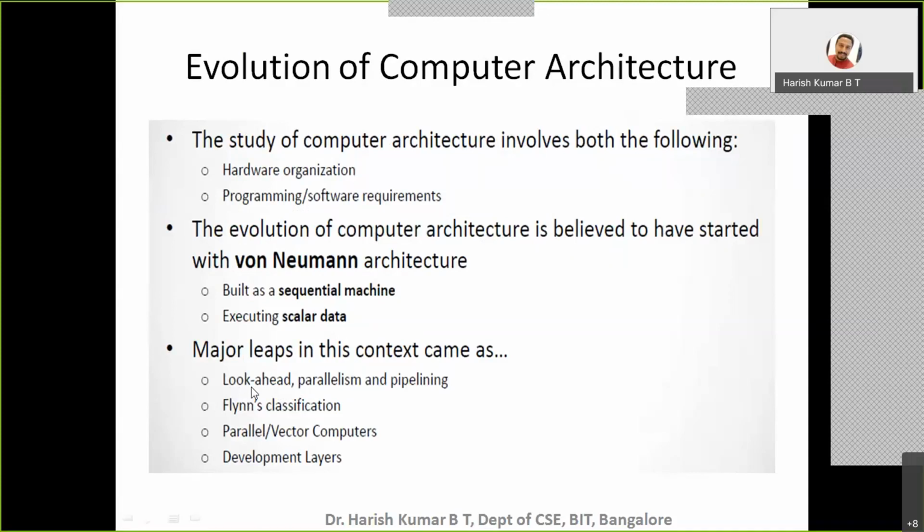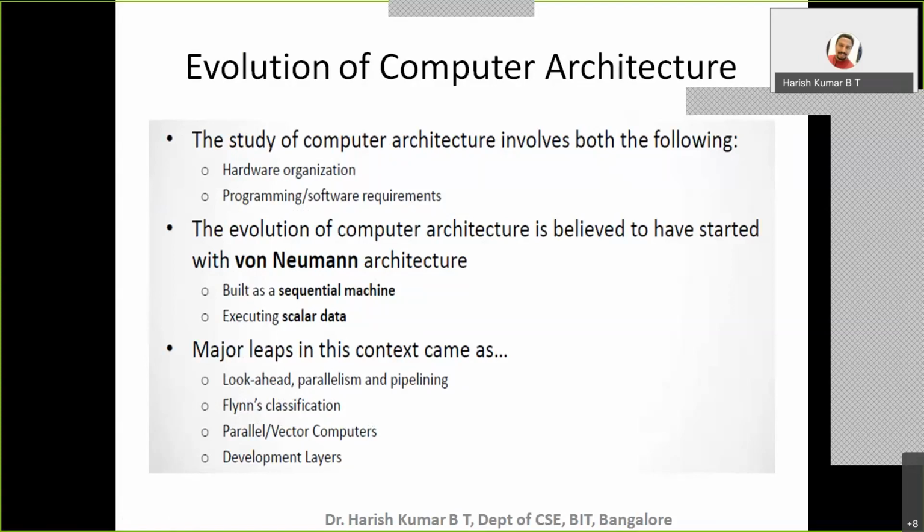Next is pipelining, which I've already told you, and parallelism. And then Flynn's classification. This is one more important thing. A person named Flynn classified computer architecture into four types. One is SISD.